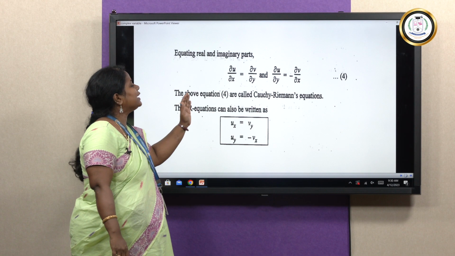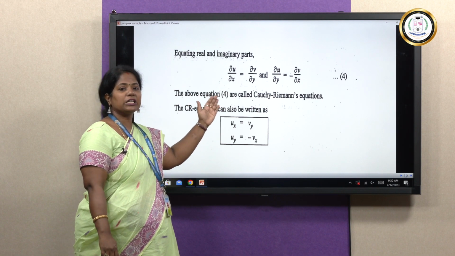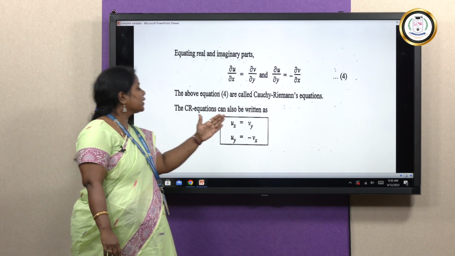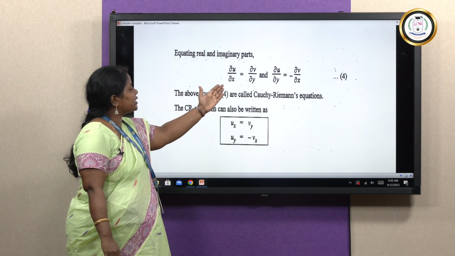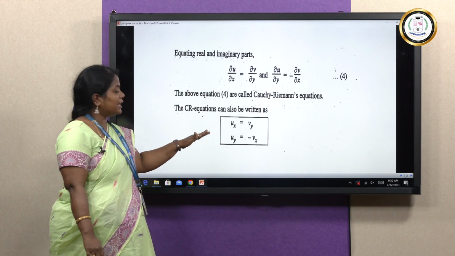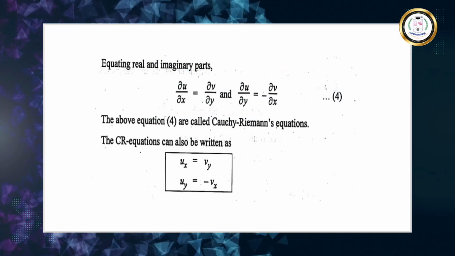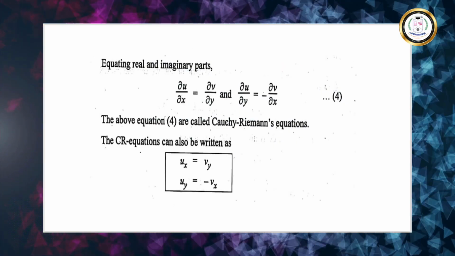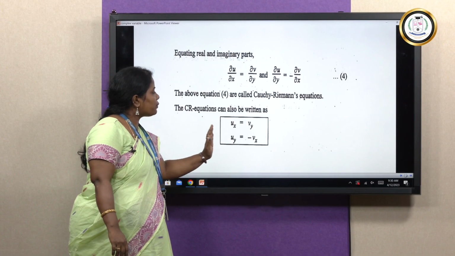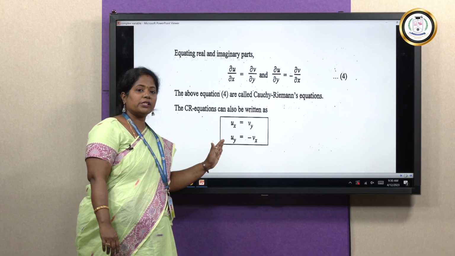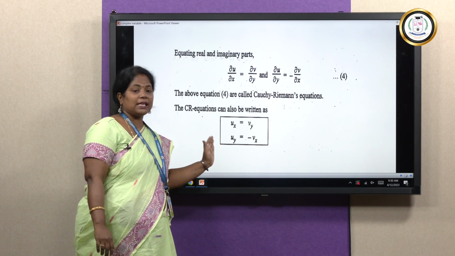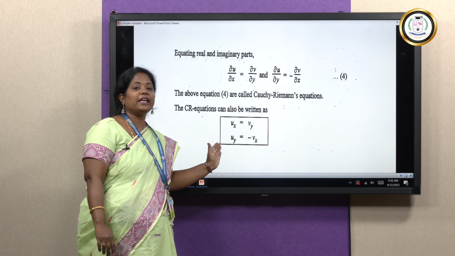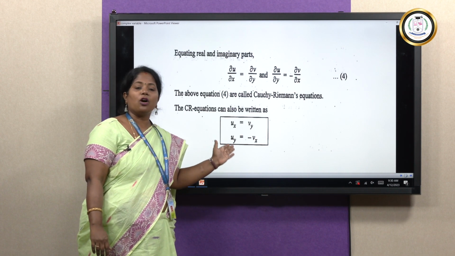This is nothing but our CR equations, that is Cauchy Riemann equations. We can write this in a simple way: ux is equal to vy and uy is equal to minus vx. This is called the CR equation, Cauchy Riemann equation. Using this equation, we can check whether the given function is analytic or not.